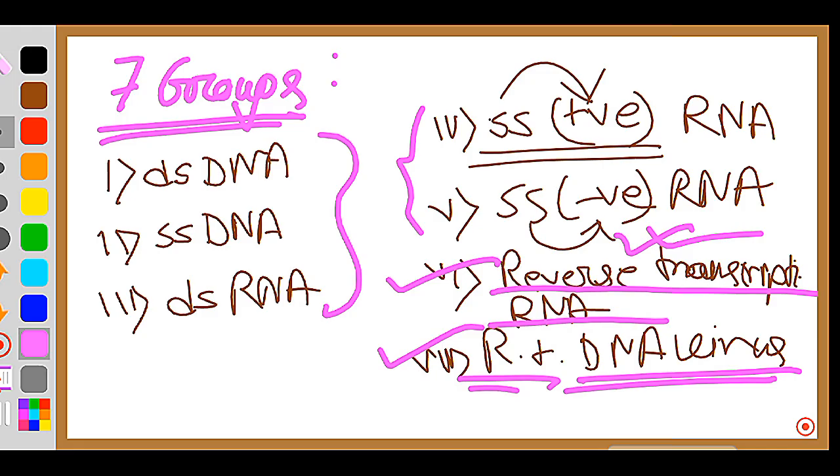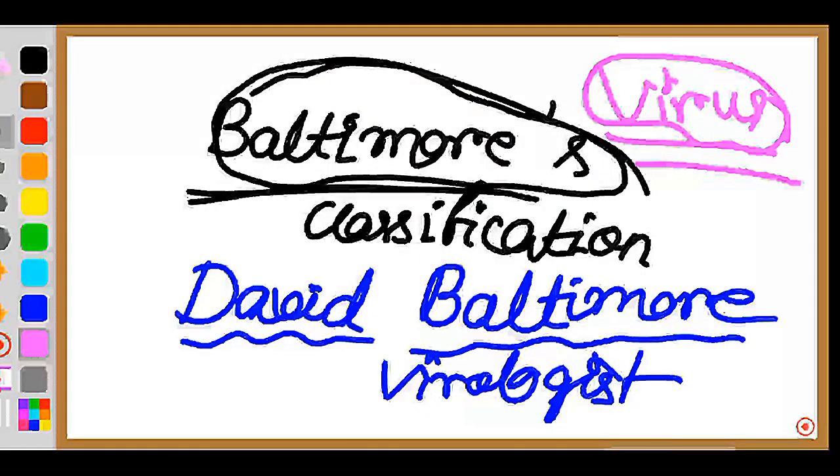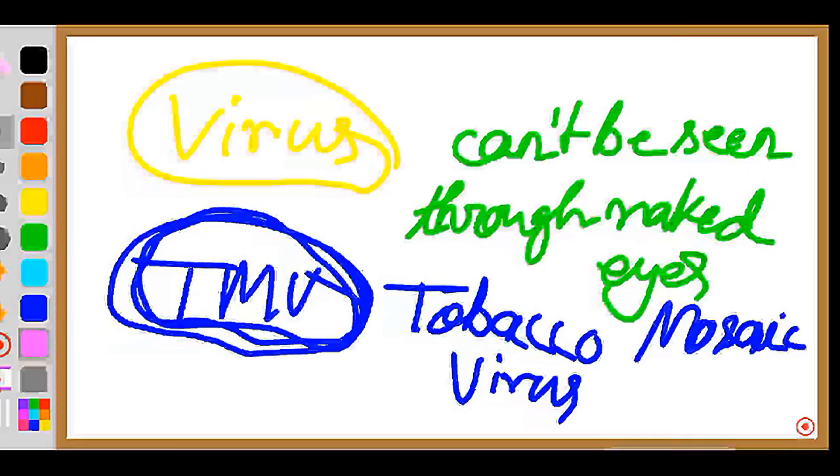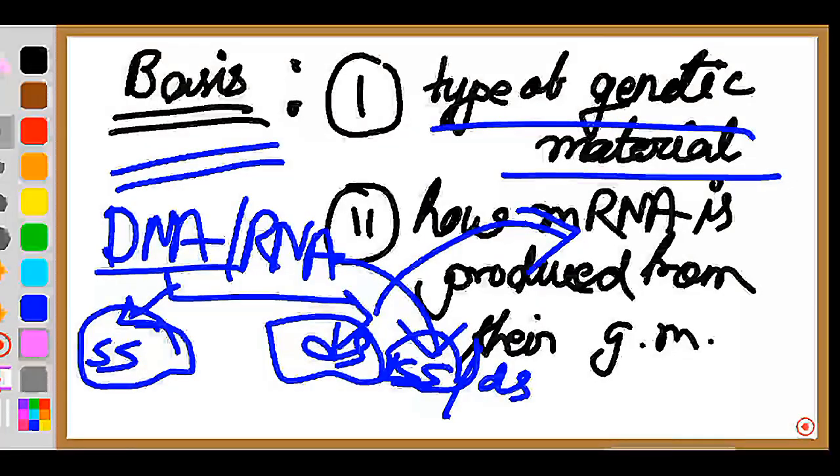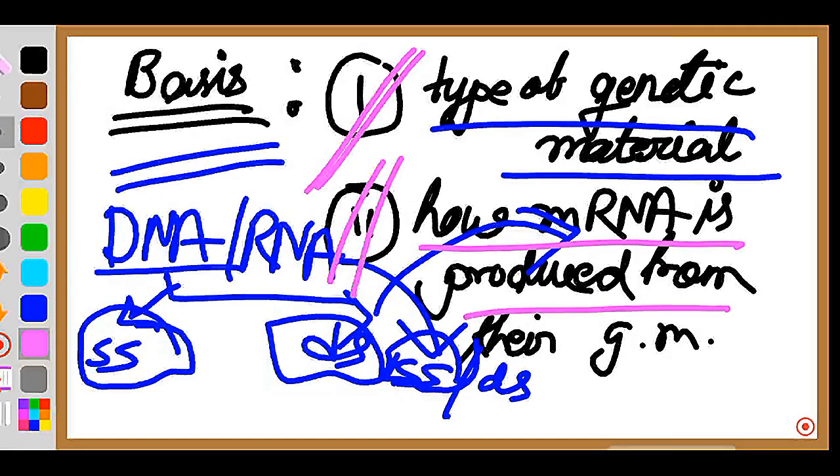Now let's look one by one into the form of production of mRNA. You know that the basis, let's go to the page where I have written the basis. The basis of Baltimore's classification, yes. Type of genetic material, we have already classified them into 7 groups where the genetic material is written in the name itself, like single stranded RNA, single stranded DNA, positive single stranded RNA, and whatever. So these are the type of genetic material. Now we will look into how mRNA is produced in their genome.